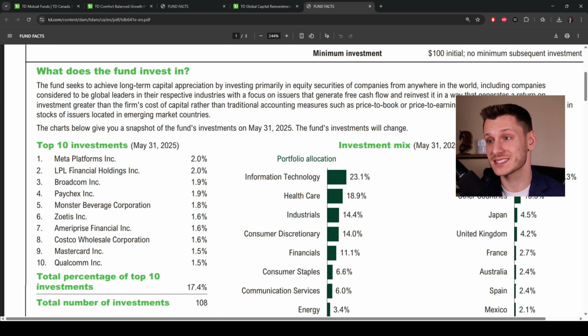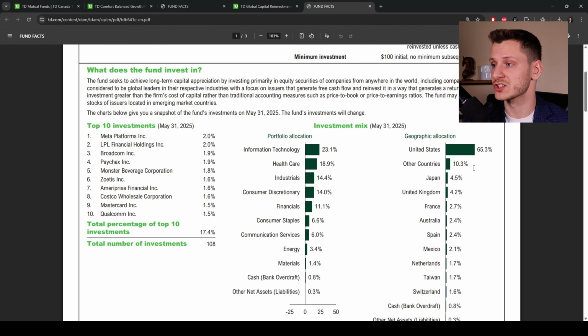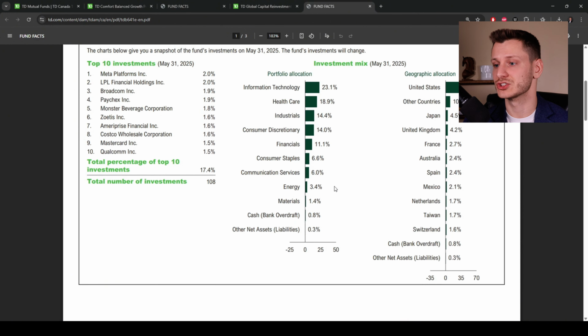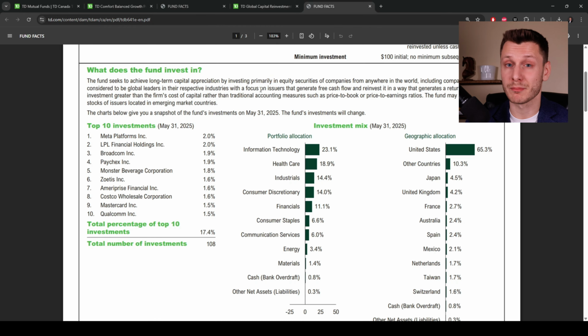So the top 10 investments in this fund, number one is Meta. Number two is LPL Financial Holdings, Broadcom, Paychex, and so on. It also tells me, okay, 65% is in the United States. We're about 23% in IT, 19% healthcare, 14% industrial, and so on. So this is one way of checking where my money is actually invested when you're invested in mutual funds.